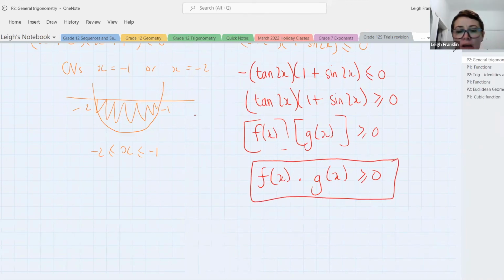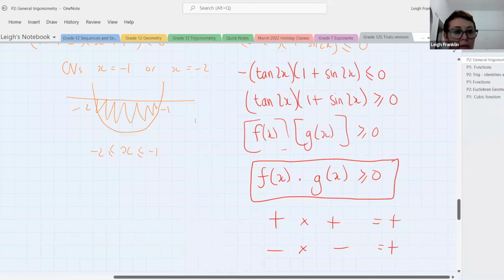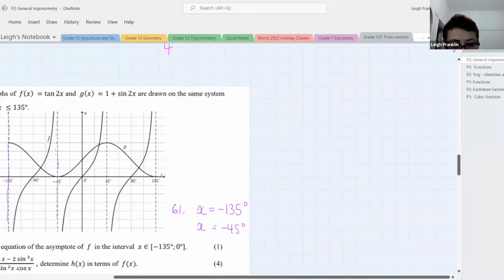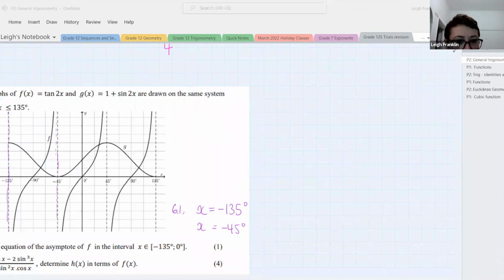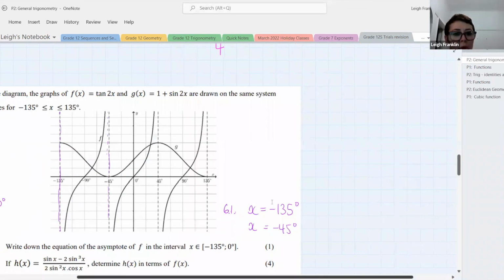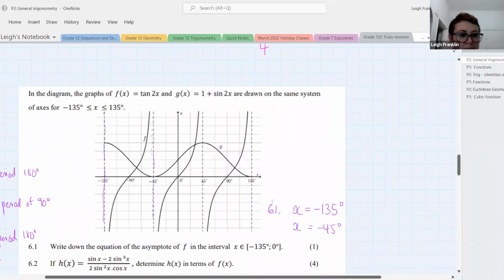Okay, so now we've got to have a look. There's two ways we can answer this: either when they're both positive, because a positive times a positive gives us a positive, or if they are both negative. So what we're looking for is where they are both above the x-axis or both below the x-axis at the same time.